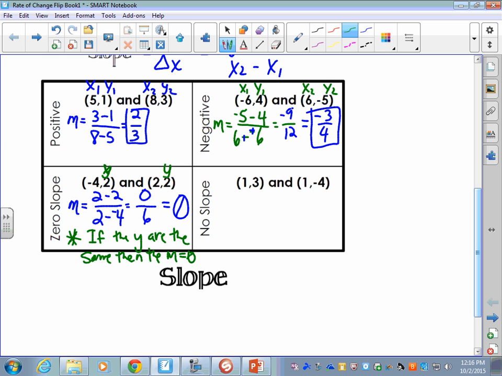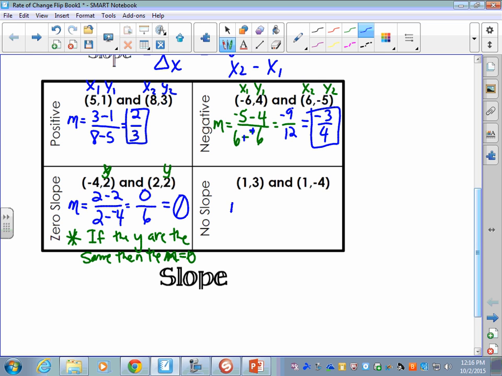What type of line would this be? Think about it. Same y. Yeah, horizontal. This would be horizontal. Then the slope, the m, is your slope, is 0. Okay, that's this one.